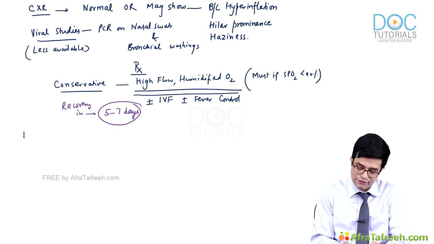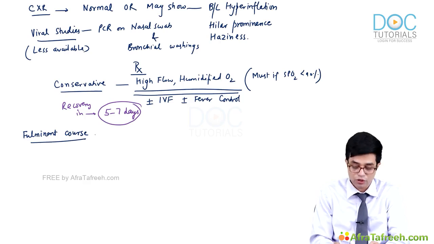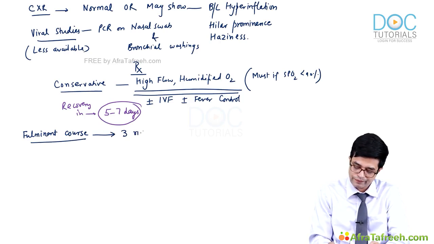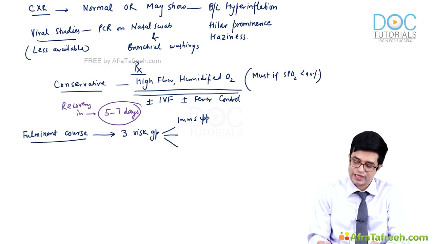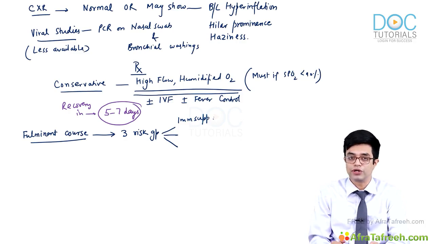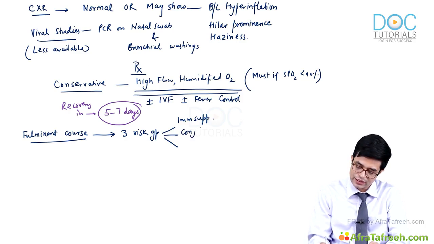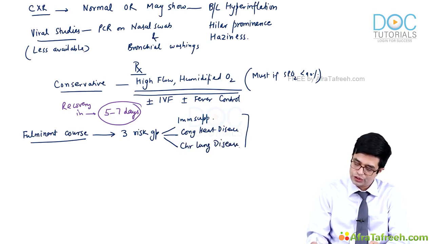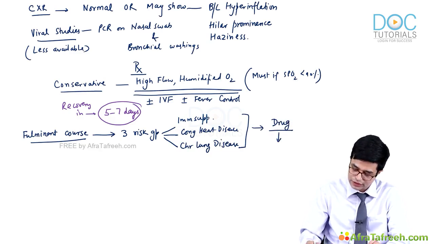However, the disease can have a fulminant course. It can have a severe fulminant course and high mortality in 3 risk groups. The three risk groups are immunosuppressed, child having HIV positivity or child on high dose steroid therapy. If the child is having a congenital heart disease like VSD, like PDA, like TOF, or if the child is having a chronic lung disease like cystic fibrosis. These high risk groups you need to consider a drug. And what is the drug of choice in such scenarios? The drug of choice is ribavirin.